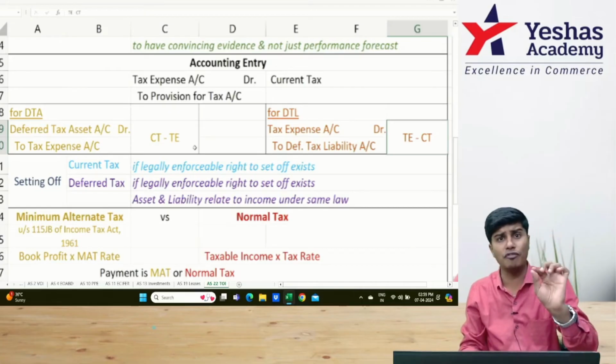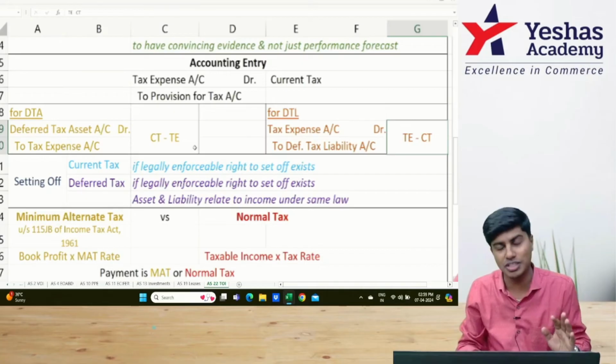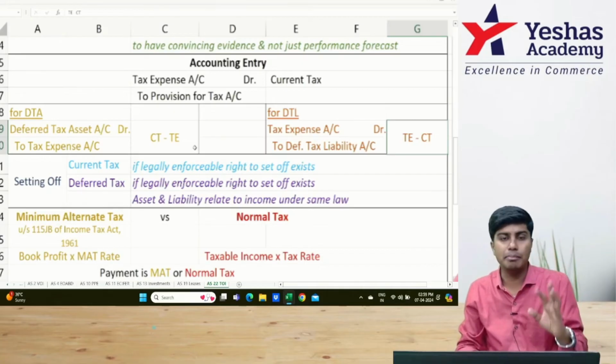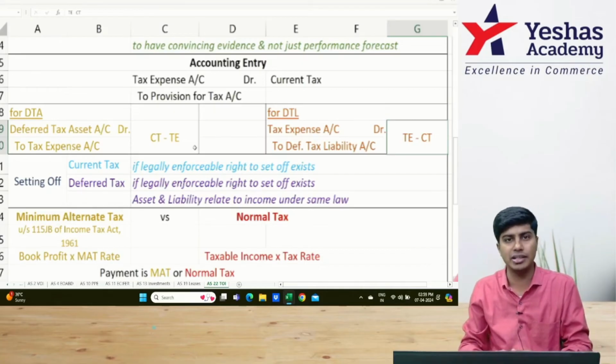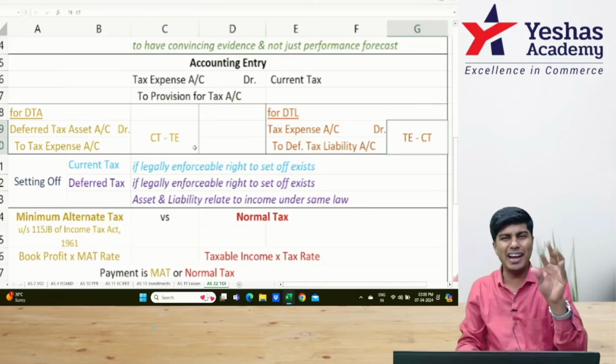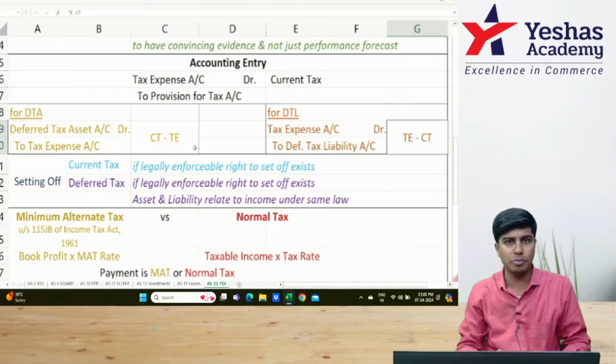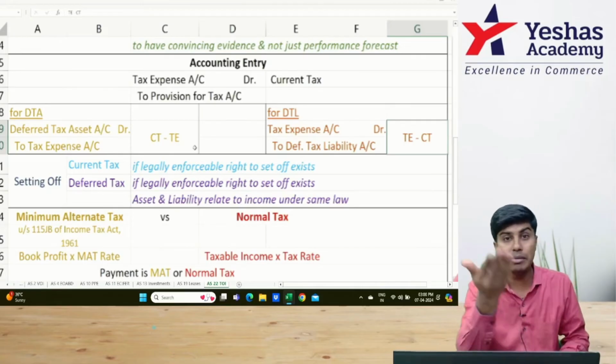On this book profit for the purpose of MAT, which you actually don't have to compute, will be given to us in the question. We'll apply MAT rate. MAT rate will be lesser than the normal tax rate because MAT profit will be more than the normal taxable income. So MAT rate will be around 10%. Book profit will be almost equal to accounting profit. So let's get back to minimum alternate tax.